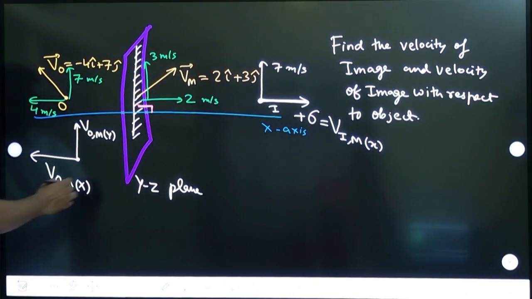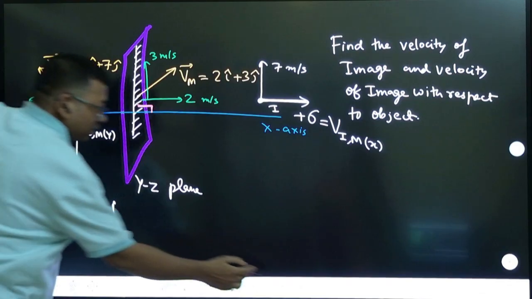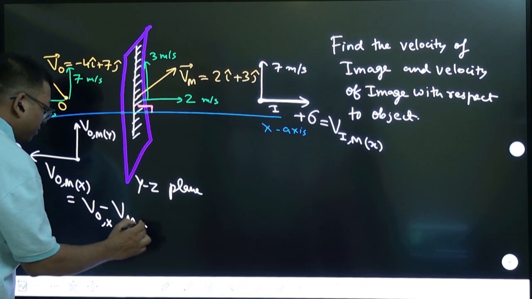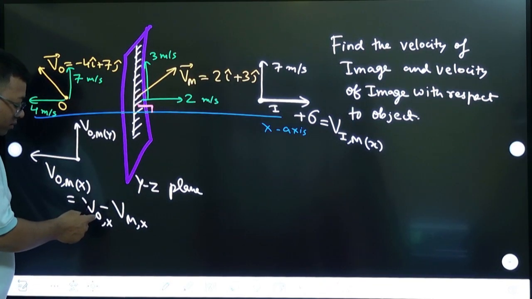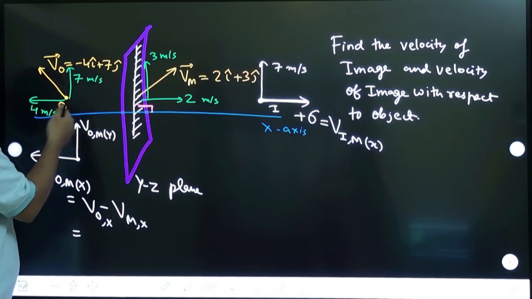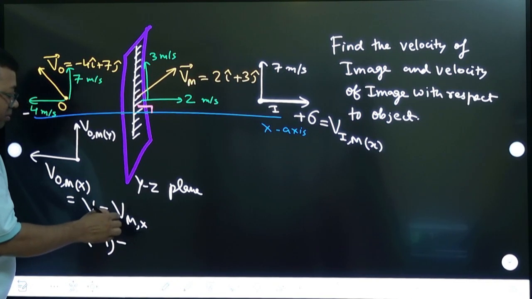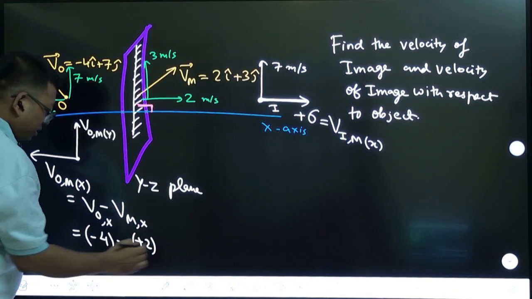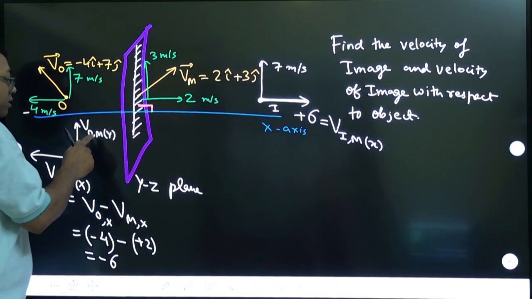What is the velocity of the object with respect to the mirror along the x-axis? Let us write. It is velocity of object minus velocity of mirror, and we are only taking the x-axis component. So the velocity of the object along the x-axis is what? -4, right? So first write this as -4 minus the mirror along the x-axis, which is +2. So how much does this come to? That is -6. Correct?